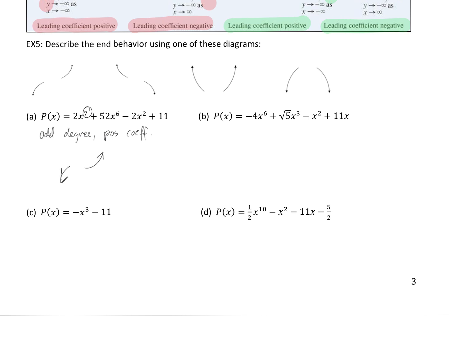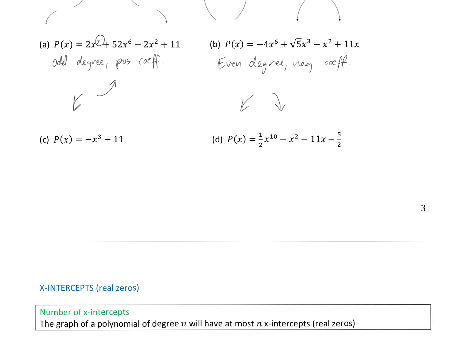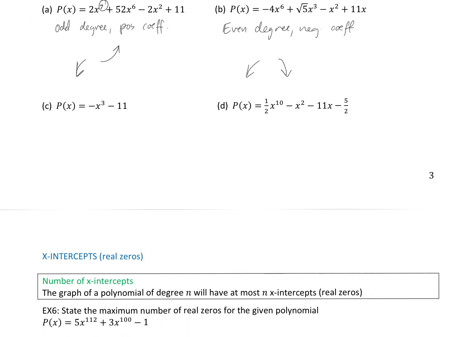Next, for B, we have an even degree, and then we have a negative coefficient. So even degree but negative coefficient is going to be going downwards. And for C, now we have an odd degree and we have a negative coefficient. So odd degree, negative coefficient, it's going to be heading this direction.